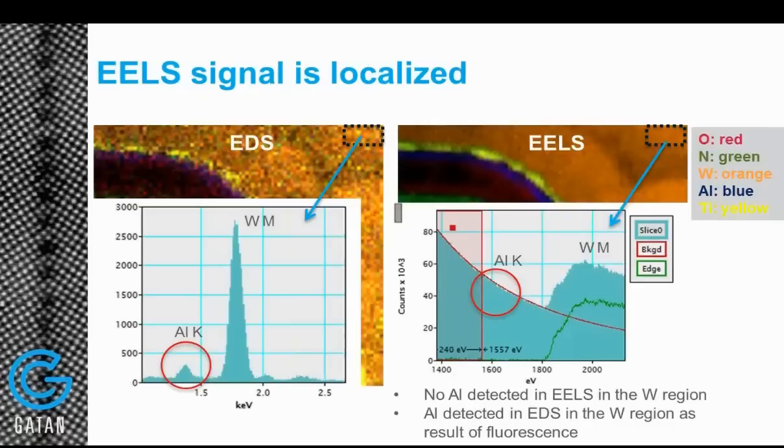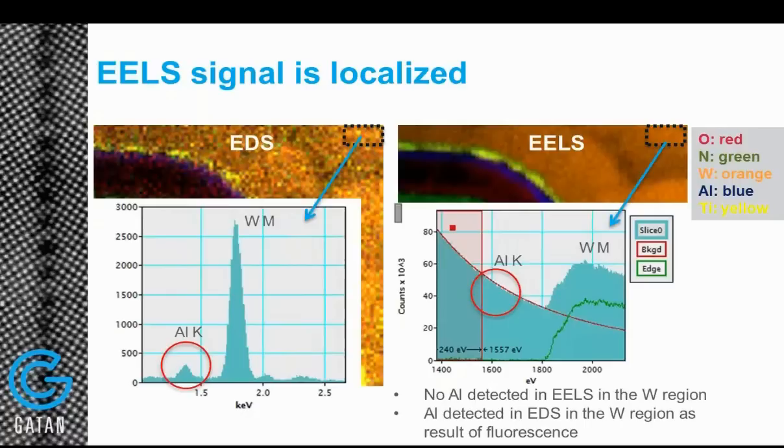It's very much possible. In this particular case, these spectra were acquired under exactly the same conditions simultaneously. So we got tungsten for EDS. We got a huge amount of tungsten. But that's clear. I mean, tungsten is a metal. It generates so much signal, so much scattering, that you get a lot of signal.